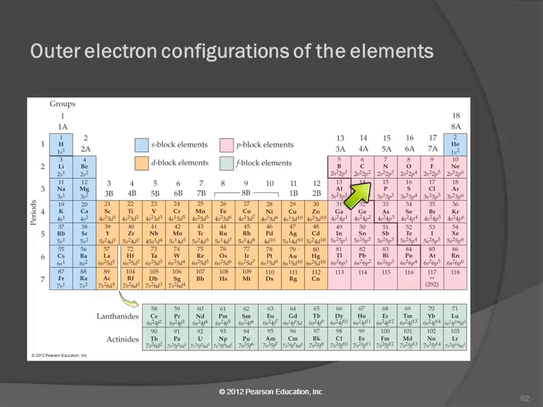And the pink guys over here, where are the valence electrons? In the p. Pink, p for pink? I don't know, that just occurred to me. And these guys in here, they all have electrons in the d level. Okay, so these are considered d block elements.